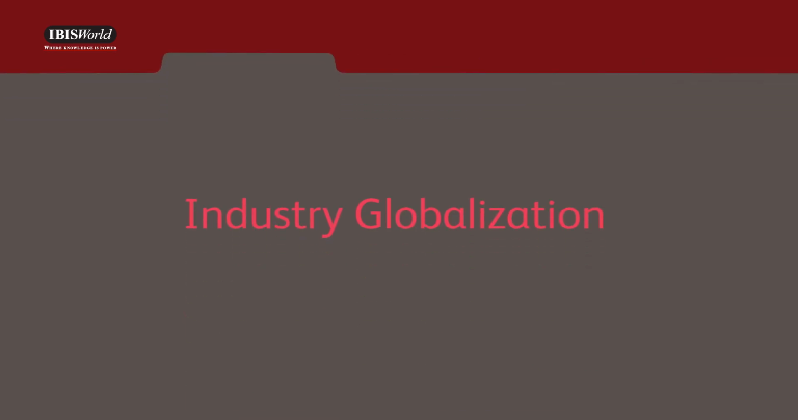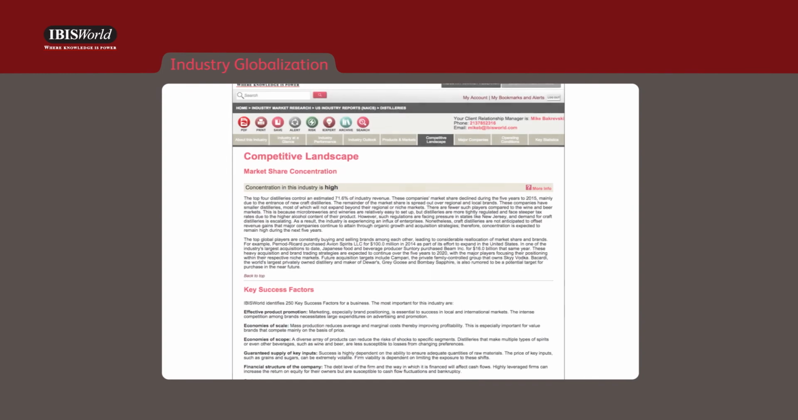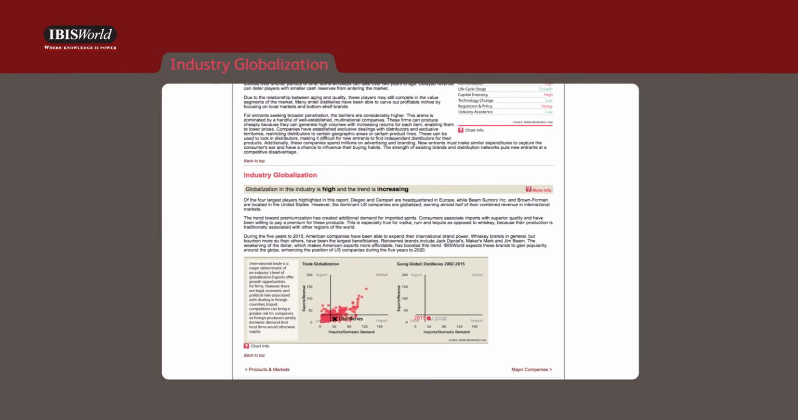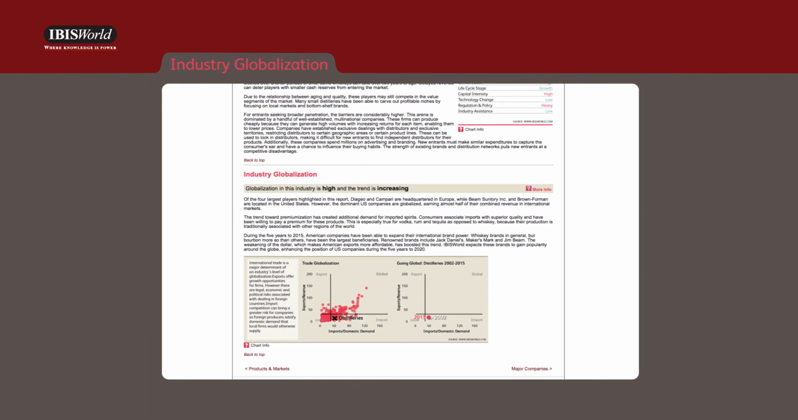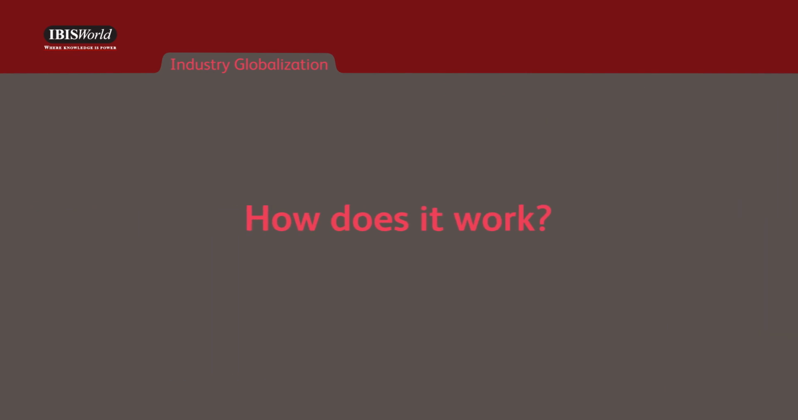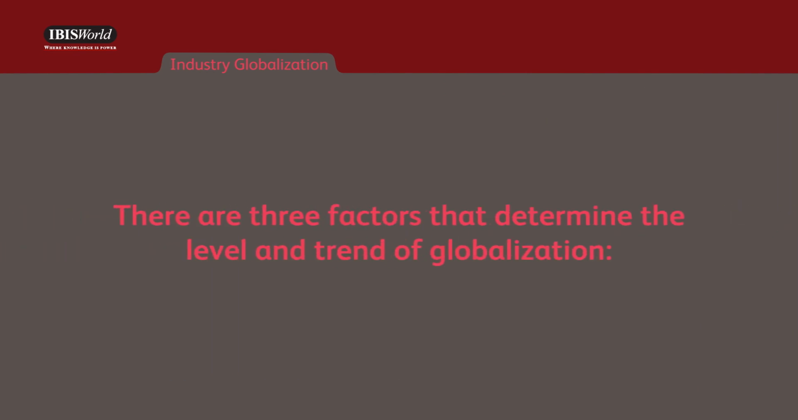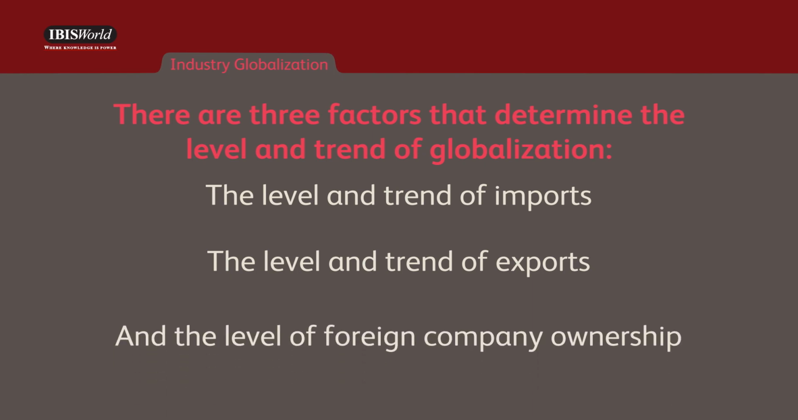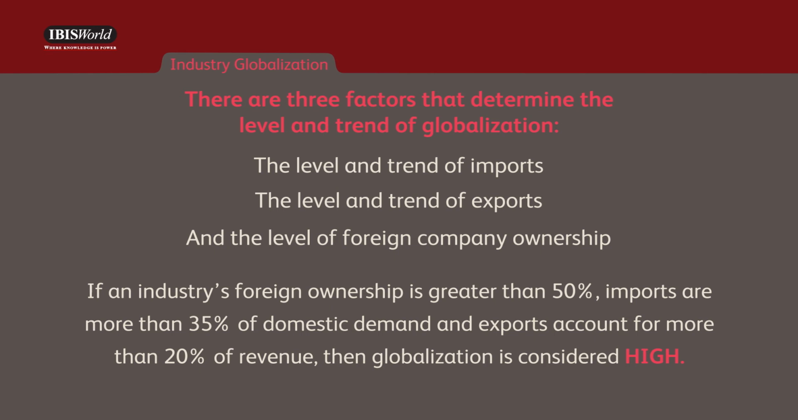Industry globalization. Industry globalization is the extent to which the industry operates on a global scale, like foreign firms operating in the industry and the extent of trade. This section indicates whether the level of globalization is changing. How does it work? There are 3 factors that determine the level and trend of globalization: the level and trend of imports, the level and trend of exports, and the level of foreign company ownership. For example, if an industry's foreign ownership is greater than 50%, imports are more than 35% of domestic demand, and exports account for more than 20% of revenue, then globalization is considered high.